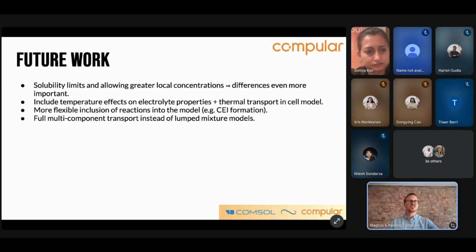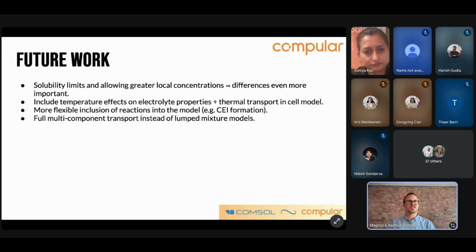Another thing which is very natural to add on is to look at the effect of temperature. Everything we've presented so far is at one constant temperature, but obviously, especially if you're doing fast charging and discharging, you would get local heat evolution, like you would get overall heat evolution, and it would also have a local dependence. So for each point in time and each coordinate across the cell, we could have different temperatures and then say how that changes the electrolyte properties. This is something that we have ongoing in a project which will be a paper eventually.